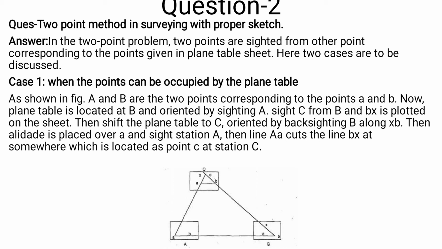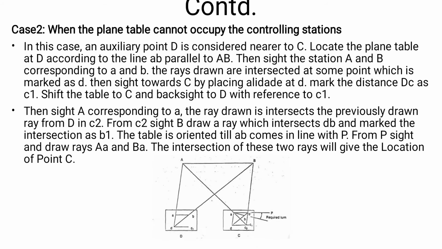Then alidade is placed over small a and sight station capital A. Then the line capital A small a cuts the line small bx at somewhere which is located as point small c at station capital C. Case 2. When the plane table cannot occupy the controlling stations. In this case, an auxiliary point capital D is considered nearer to capital C.